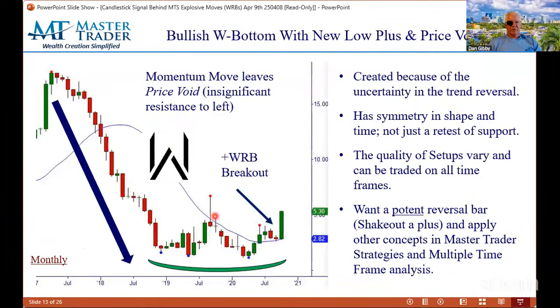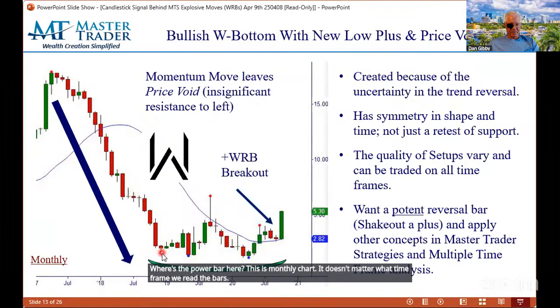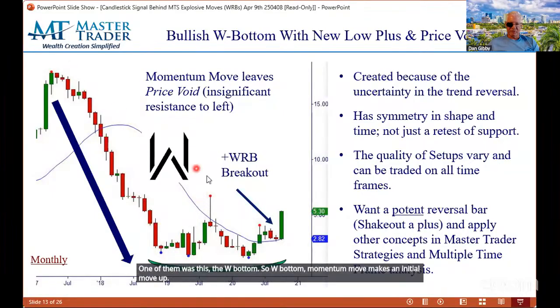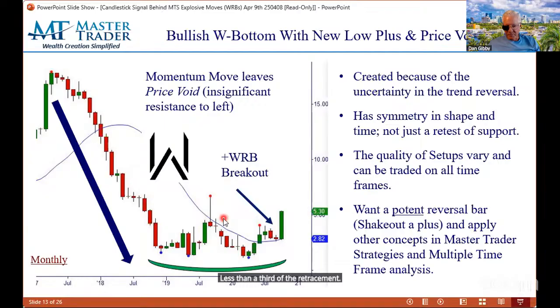Where's the power bar here? This is a monthly chart. It doesn't matter what time frame. We read the bars. Here's a momentum move down. And remember my picture of nine bullish patterns. One of them was the W bottom. So a W bottom: a momentum move makes an initial move up, less than a third of the retracement, and some type of retest.